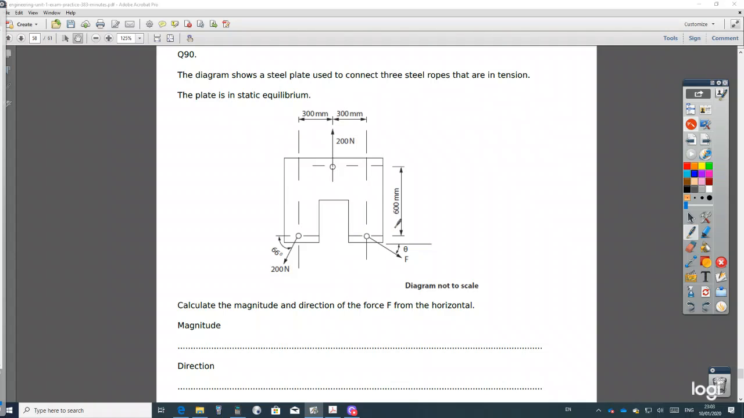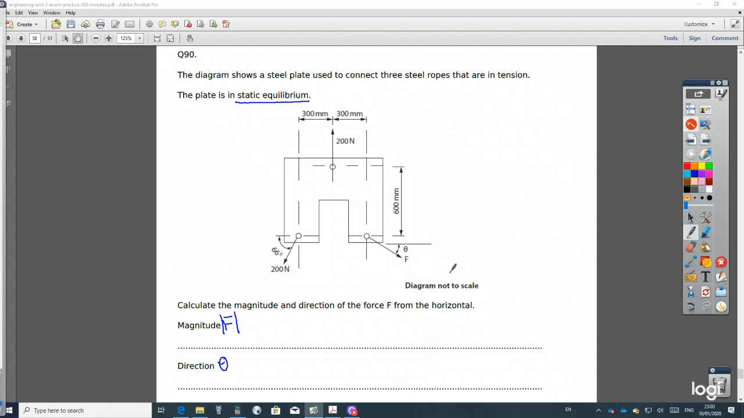What this is saying is this plate here is in static equilibrium. That means this force and this force all produce a force which keeps this stationary. So it doesn't fall over that way or fall over this way, or it doesn't get lifted up. So the question is, what is the magnitude of this force and what is the direction of this force from the horizontal? It's given you the theta, and that's what we need to find out. The magnitude is basically the force F.